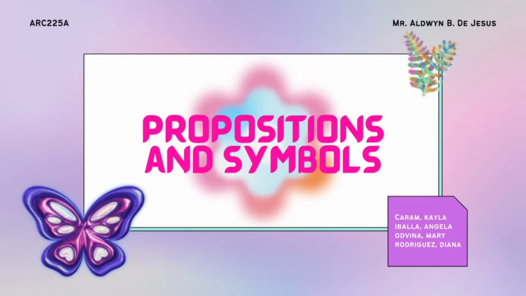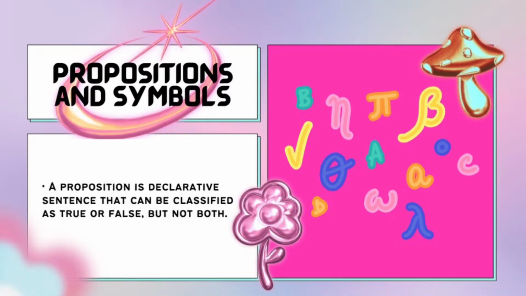Propositions and symbols. A proposition is a declarative sentence that can be classified as true or false, but not both. There are other types of sentences where true or false values cannot be assigned. The sentence, "This article is false," is one example. If we assume that it is true, then it is false. If we assume that it is false, then it is true. Thus, the sentence cannot be classified as either true or false, so it is not a proposition. A self-contradictory proposition like this is called a paradox.